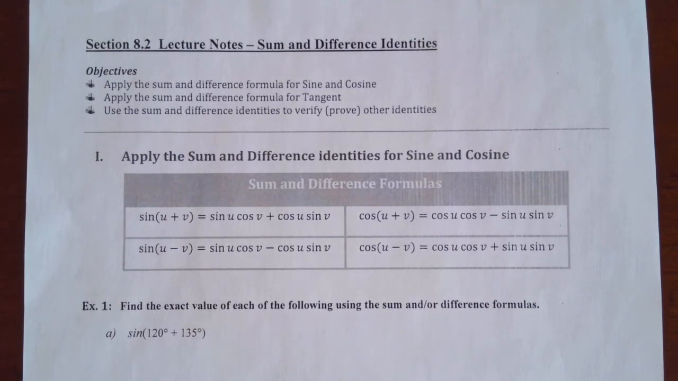Welcome back. Today we're going to look at section 8.2, which is on sum and difference identities. So you have some more formulas that you will need to memorize for the test.